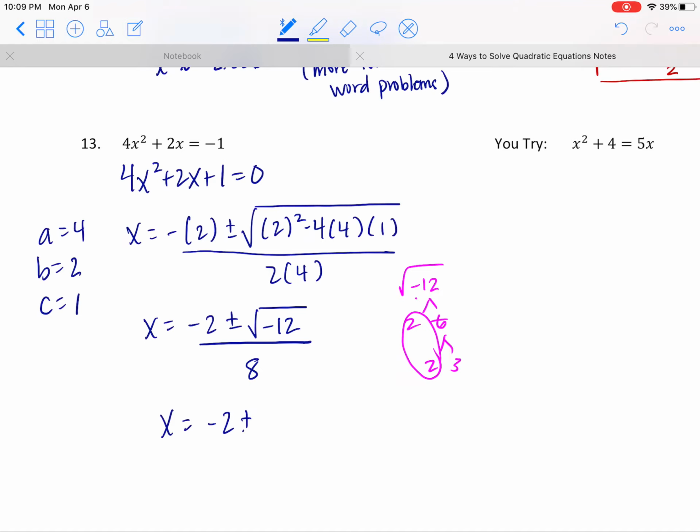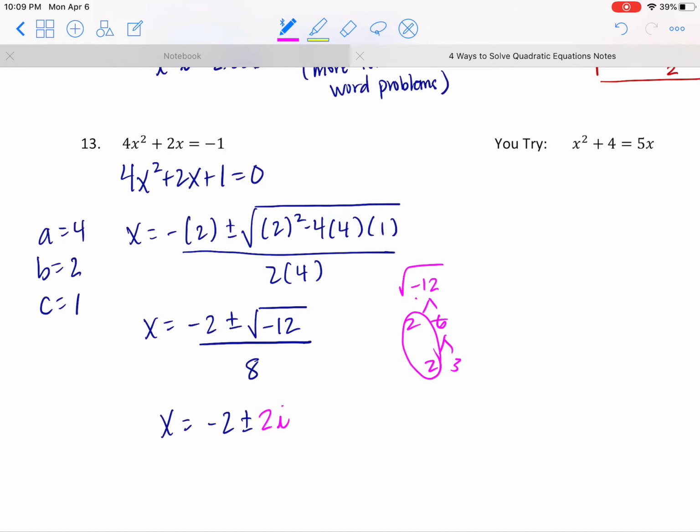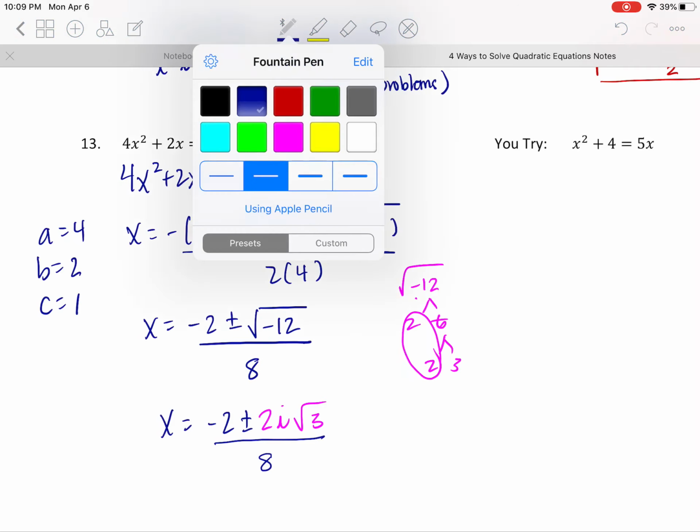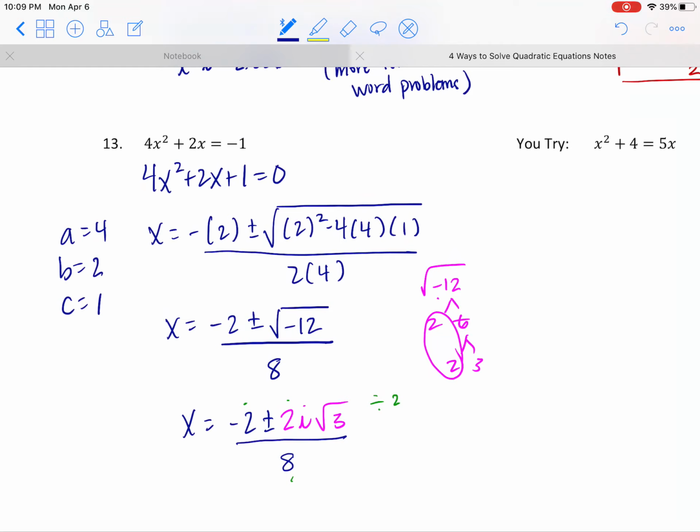So if I go to simplify radical negative 12, 2 and 6 and 2 and 3 means that 2 is going to come out and the negative is going to come out. So we're looking at x equal to negative 2 plus or minus, this becomes 2i, and radical 3 is left. And this is all being divided by 8.